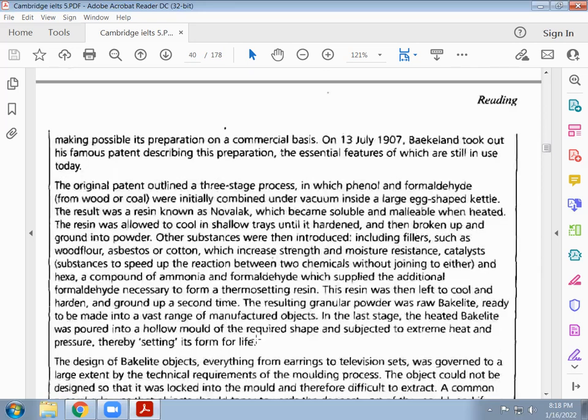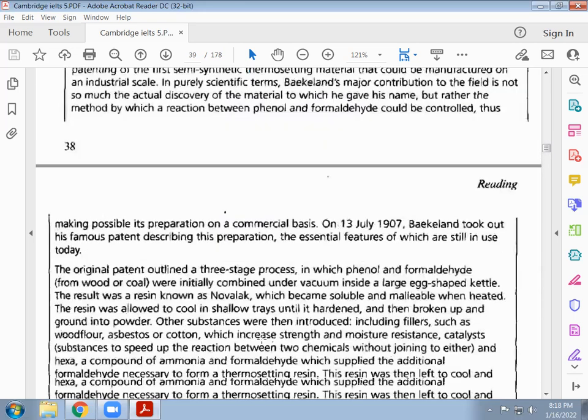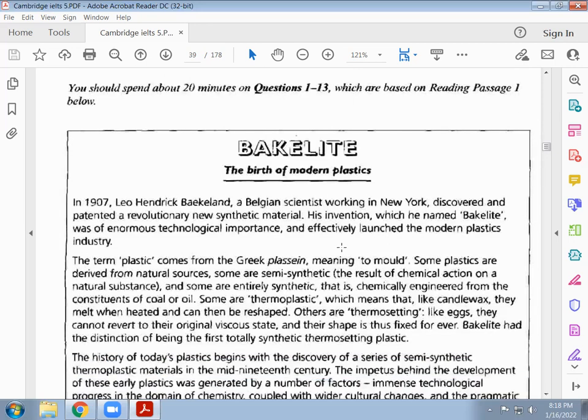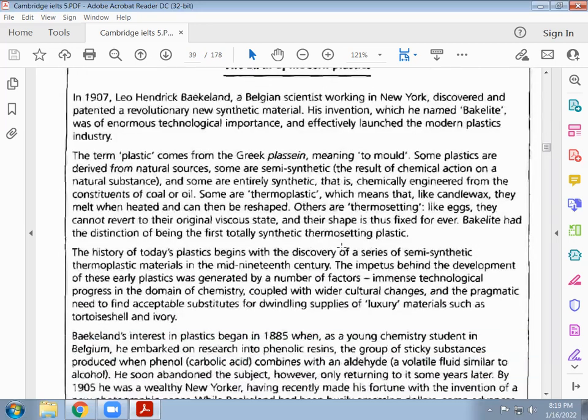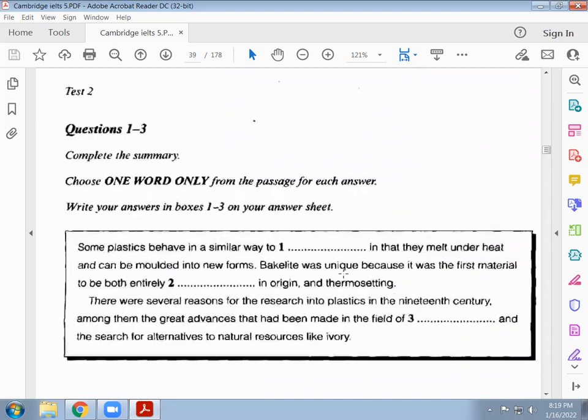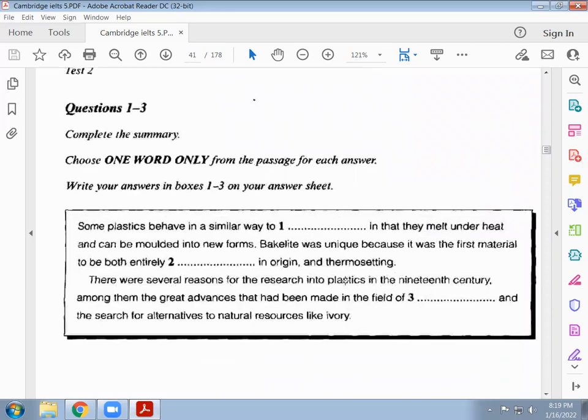So you're sitting in the exam, you have seen this long passage, you just read the title, Bakelite, the birth of modern plastics. You're making up your mind that this passage is maybe about the origin of plastic. Then you go directly to the questions and you see this question type, summary completion. Now there are 3 techniques for summary completion. The skill will definitely be scanning, but the techniques are different.